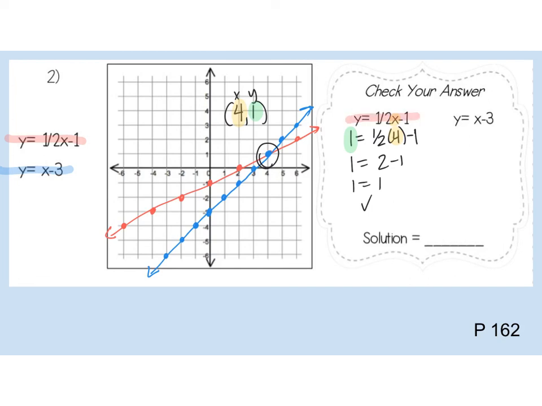Now I'm going to check it in the second one. I substitute 1 for y and 4 for x, and 1 equals 1. So again, it checks out in my blue equation. That means my solution is definitely, positively, we have checked it for 1.